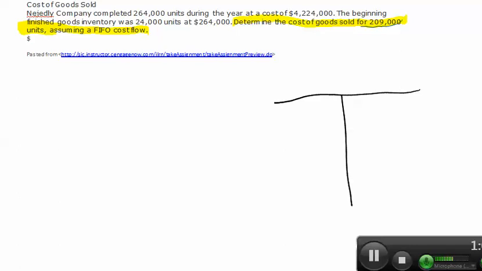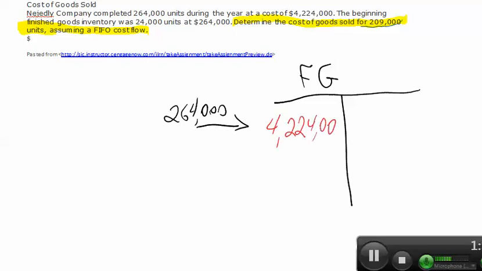And this is my finished goods. And it says that Nedley company completed 264,000 units during the year. Okay, so we transferred over 264,000 units from work in process to finished goods. And the cost of those units were $4,224,000. Okay, so that's what was transferred over.